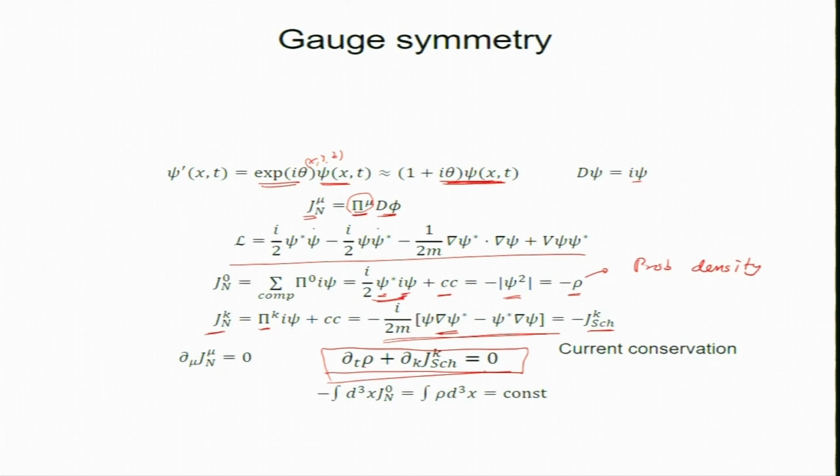Of course the first component should give you a conserved quantity, and if I integrate this one, well, this is trivial, the probability density integrated over space is 1. So that gives me a constant.